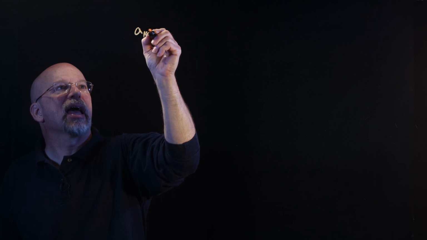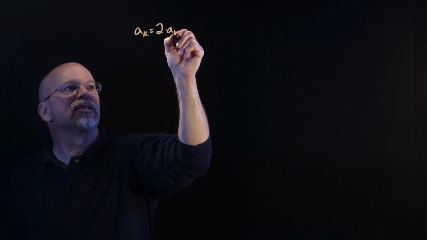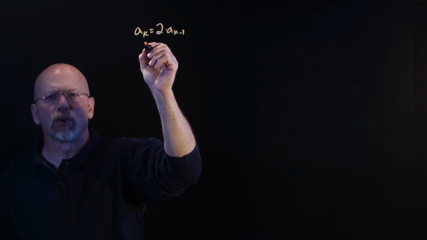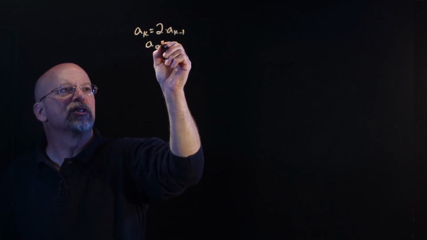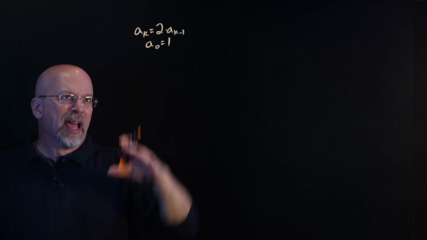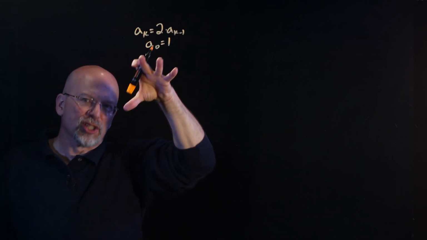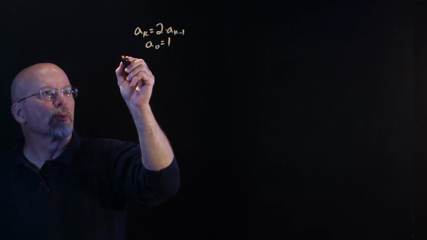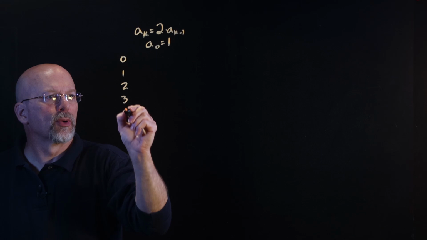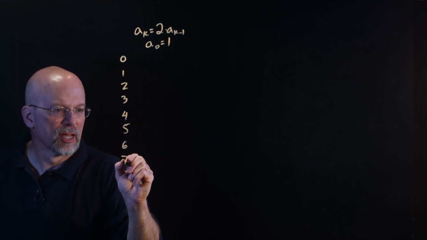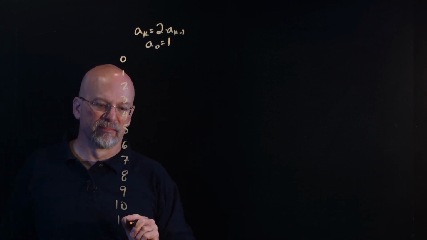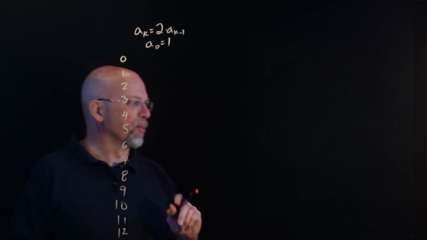If you recall, a sub k is equal to 2 times a sub k minus 1. And in order to figure out that sequence, we had to have some sort of an initial value. We call that a sub 0. I'm just going to start with 1. Now, I'm going to list all the iterations or the steps for this sequence. So we're going to start with 0, 1, 2, 3, 4, 5, 6, 7, 8, 9, 10. We'll get to 11, maybe 12. Do we have room in the board for 12?